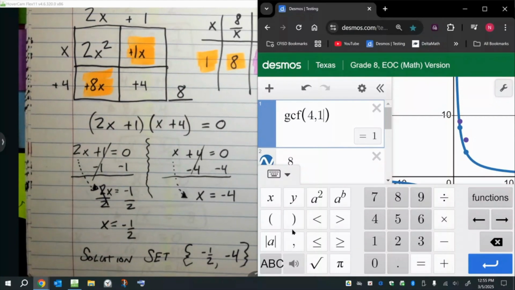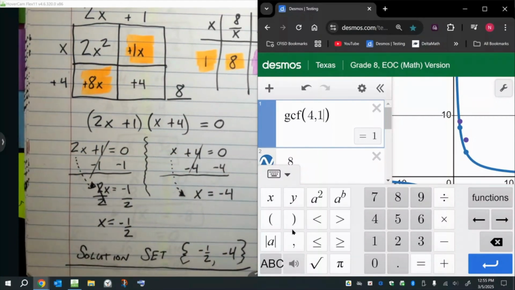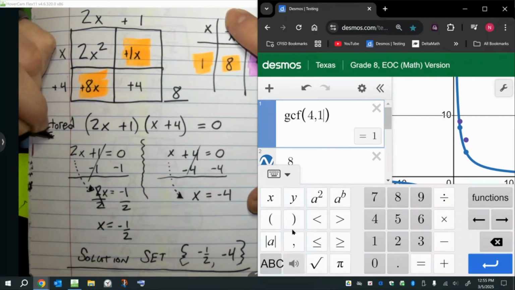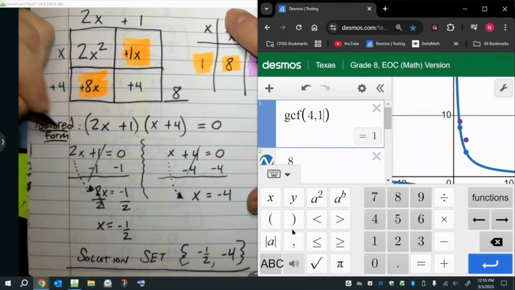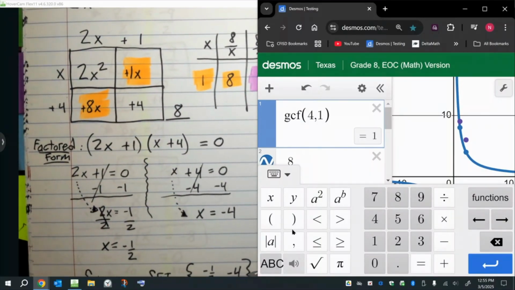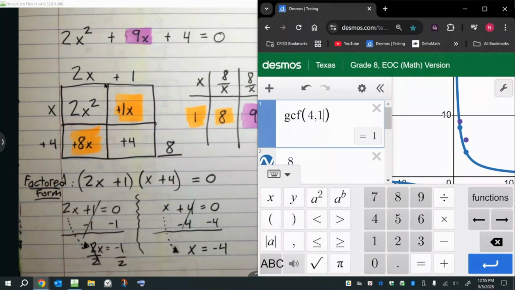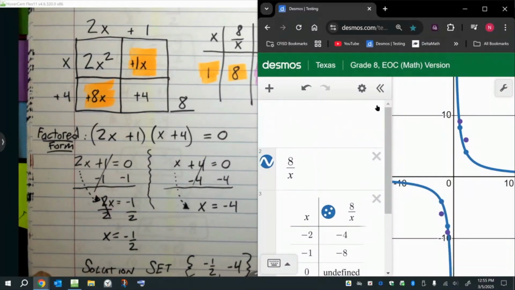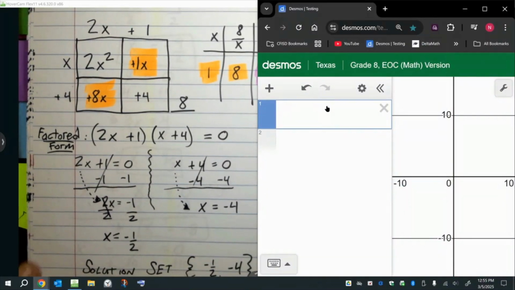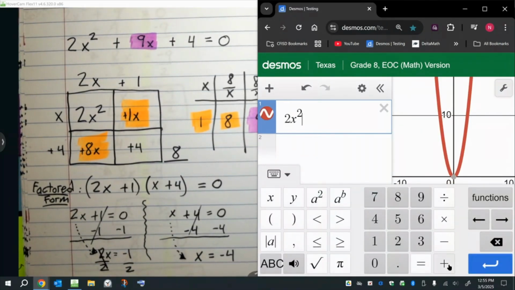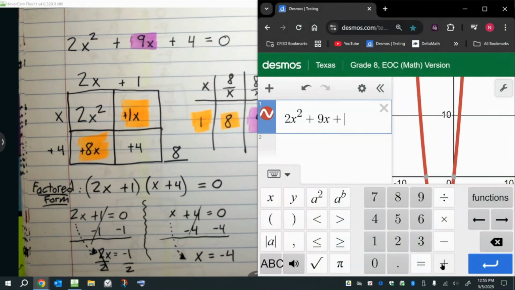Okay, so the only other thing that I didn't really emphasize earlier, and we probably should have said this, is what we call factored form. This is factored form right here, this piece. So we have our normal quadratic up here, our factored form, and then we have our solution. How do I know if any of this is right? Let me show you, because now we can put it all together. So we have 2x squared plus 9x plus 4.